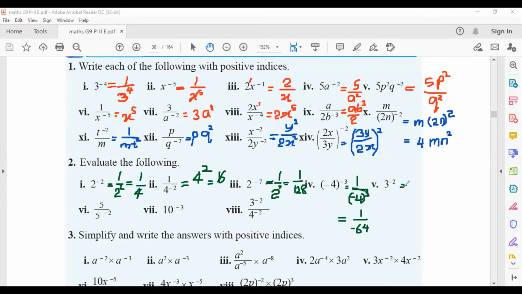Let's do the fifth question. It should be converted into a positive index. That is 1 upon 3 to the power 2, right? Then it is equal to 1 upon 3 to the power 2, which is 9.